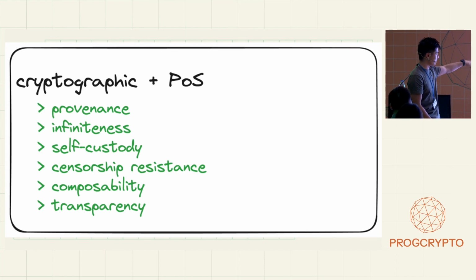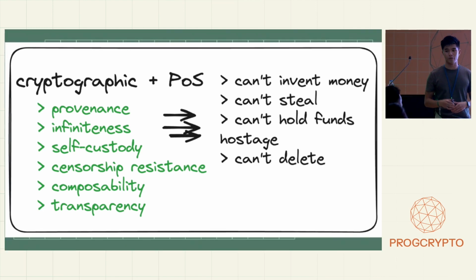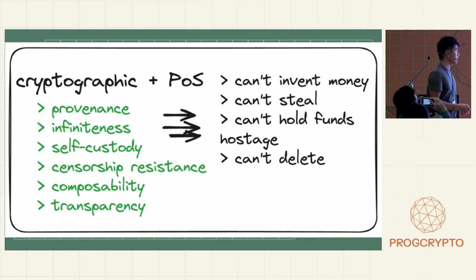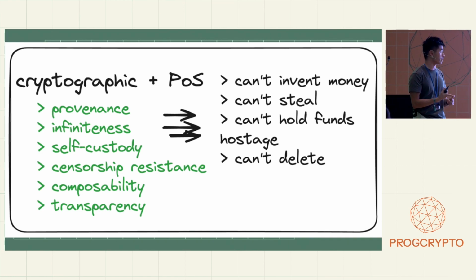And there are many buzzwords here on the left that are blockchain properties that are fairly untouched with having this interactive shielding construction. What this actually means is that in the event of a full compromise, a catastrophic event where the adversary gets full control over one of the providers that a protocol trusts for interactive shielding, even though the adversary is in full control, they still can't invent money, can't steal, can't hold funds hostage, and can't delete. And that's the upshot. That's what we're trying to accomplish with this construction.